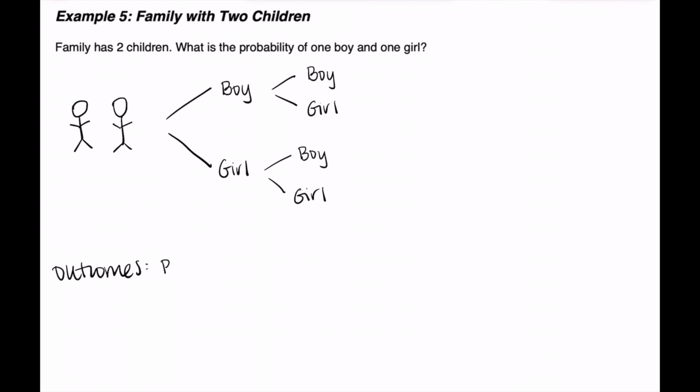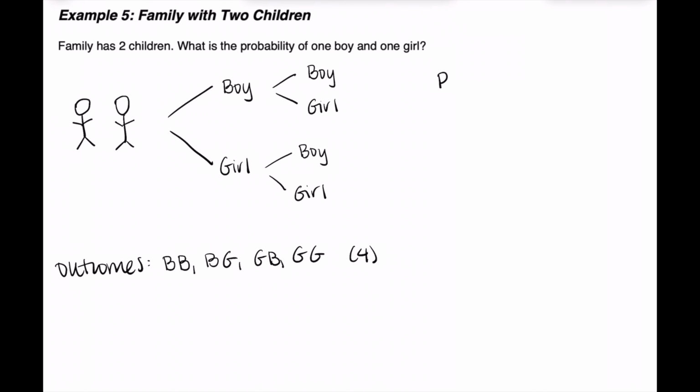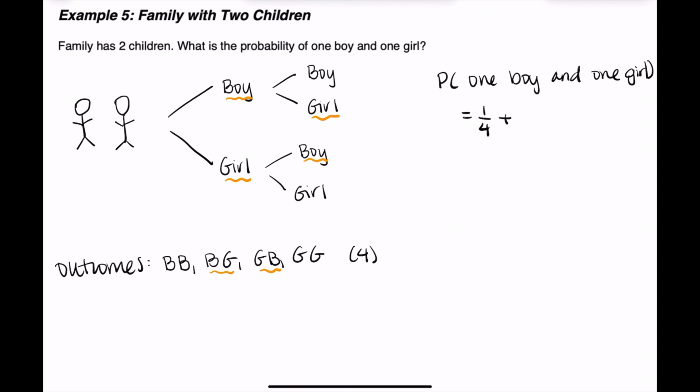Our outcomes are either going to be boy, boy, boy, girl, girl, boy, or girl, girl. So we're looking for the probability of 1 boy and 1 girl. The birth order doesn't matter here. We just want 1 of each. So looking for that, we could either have boy first and then a girl, or girl first and then a boy. So that would be 1/4 plus 1/4, and that gives us 2/4. So that would give us 1 over 2, or 1/2, as our answer for number 5.